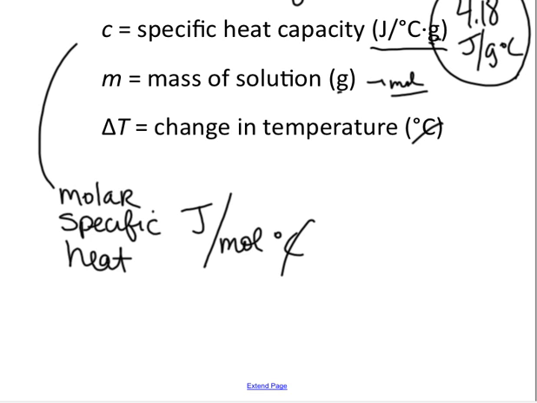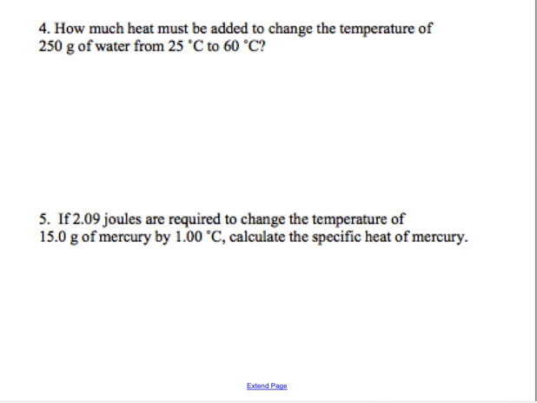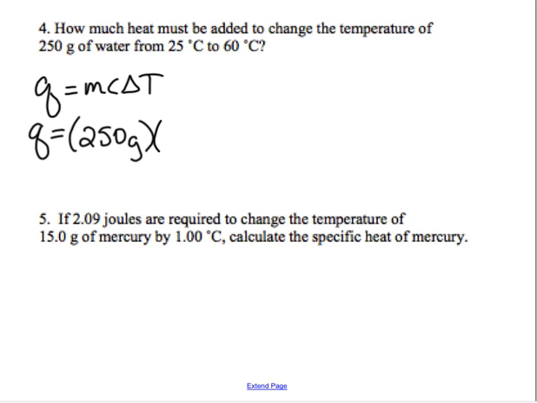All right, so what we're going to do now is just jump in and play with this equation for a little bit. How much heat must be added to change the temperature of 250 grams of water from 25 to 60 degrees Celsius? Since we're looking for heat, we use Q equals MCΔT. So Q is equal to, what is our mass? 250 grams. The specific heat?